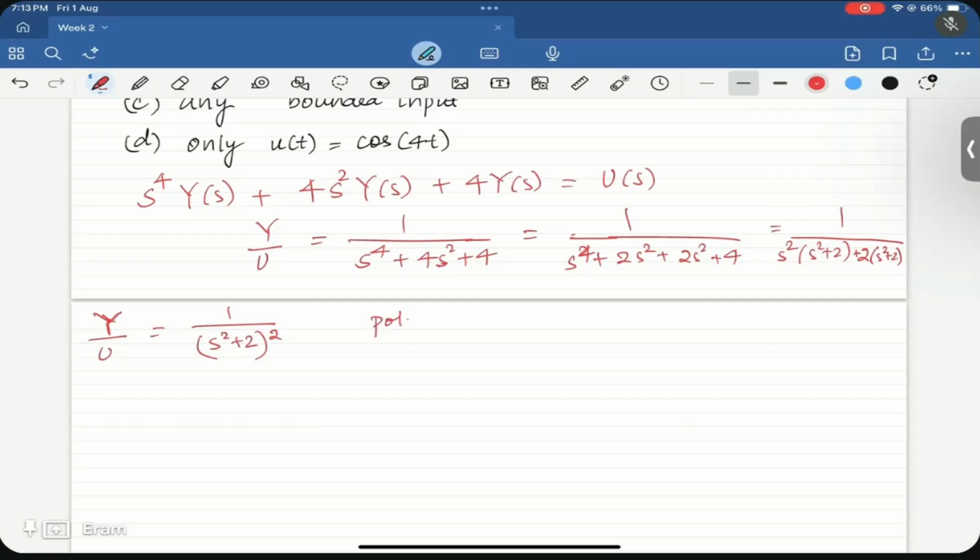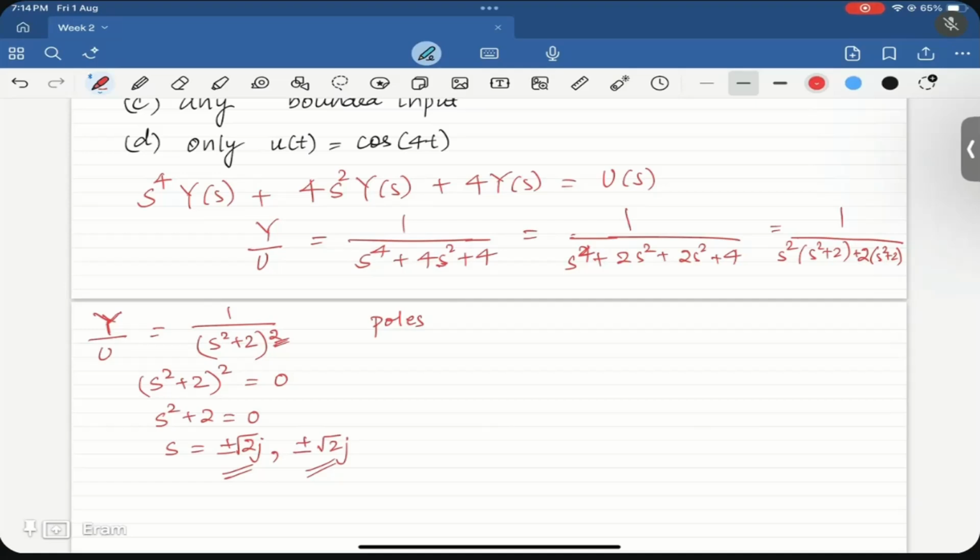Now where are the poles located? We need to solve (s² + 2)² = 0 to find the poles. Then we get s² + 2 = 0. So s will be plus minus root 2j. Only plus minus root 2j? No, it will be repeated. Another pair of root 2j because we had a square here, right? So we have repeated poles on the imaginary axis.